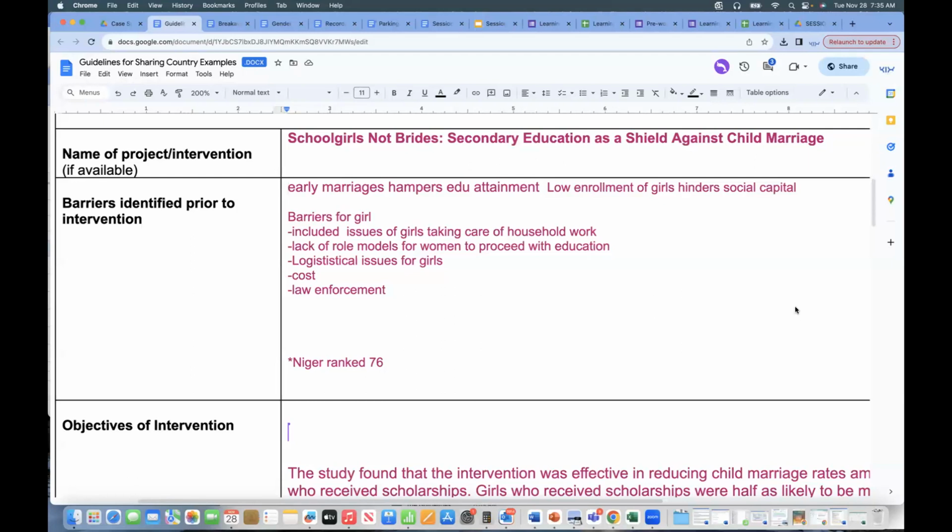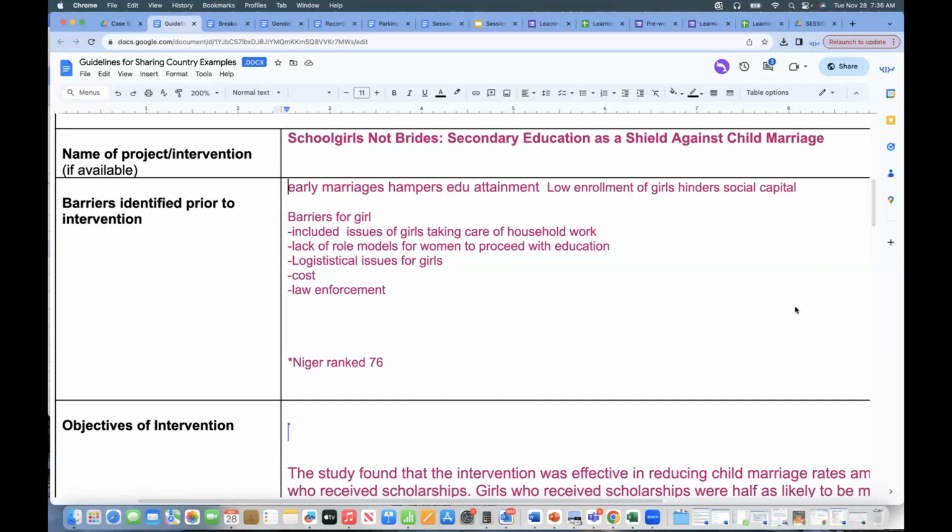We went through the case study, though in a rather quick manner. What we found out is that there were barriers identified before the intervention. There were early marriages, which were causing low educational attainment, especially for the girl child, and eventually poor human capital development. The barriers also included girls taking care of household work, lack of role models for women to proceed with education, and logistical issues, cost, and many others.